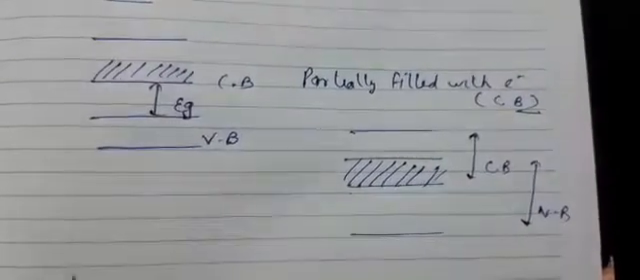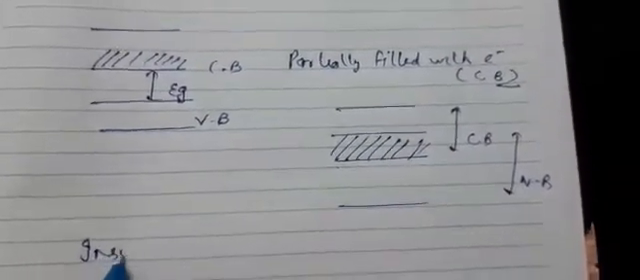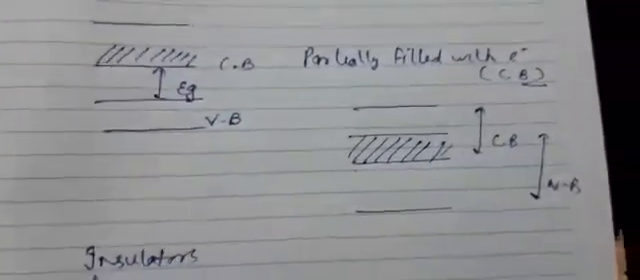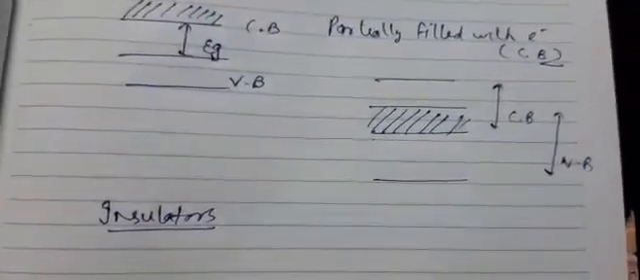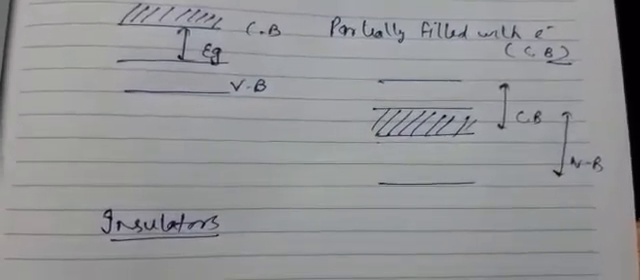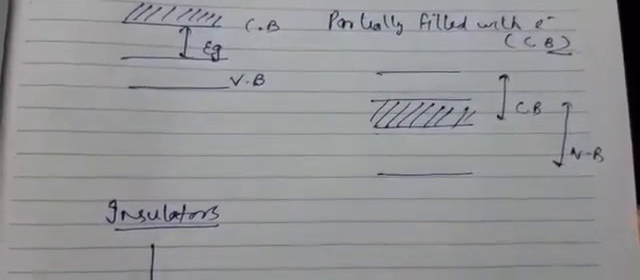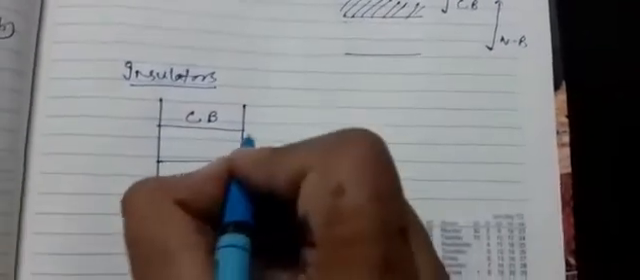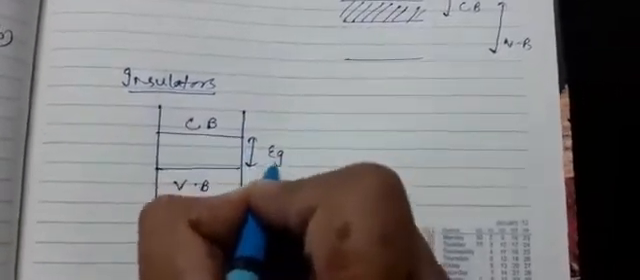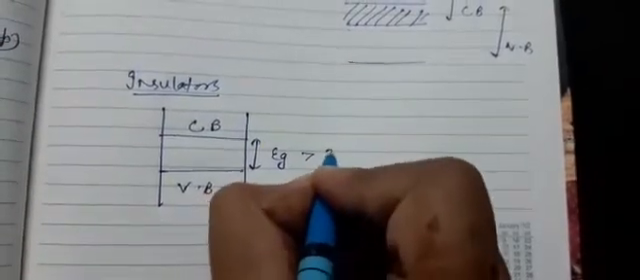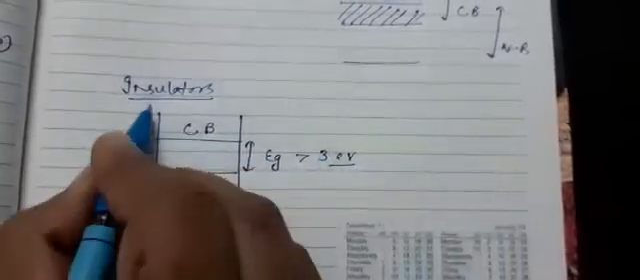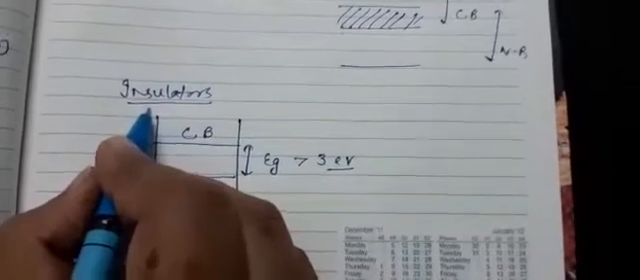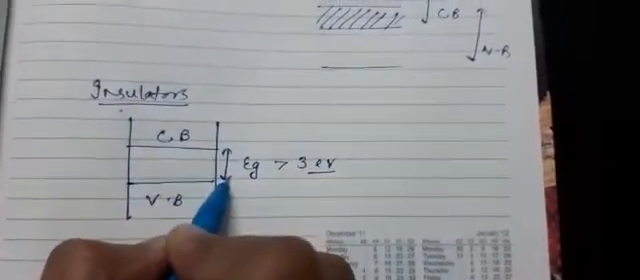Now after this, next is the band diagram of an insulator. In the case of an insulator, when we draw the band diagram, you will see that the valence band is completely filled with electrons and the conduction band is empty. The main point is that this band gap energy value is greater than 3 electron volt, especially in the case of insulators. There is a large band gap energy between them.